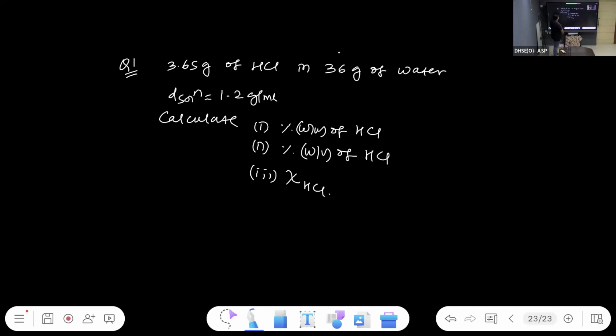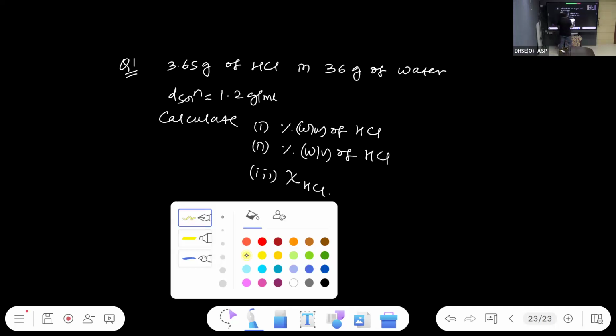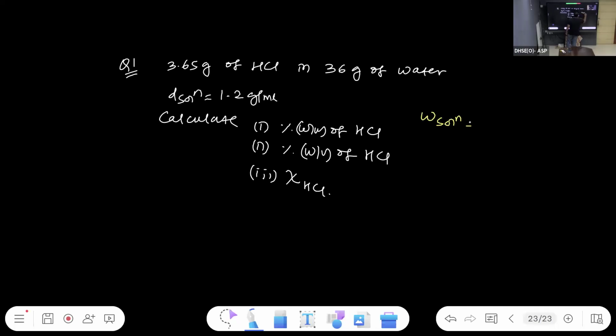So now we are going to discuss. Let's see the solution. What is the mass of the solution? The mass of the solvent, 36, plus the mass of the solute. So it is 39.65 gram. That is the mass of the solution.